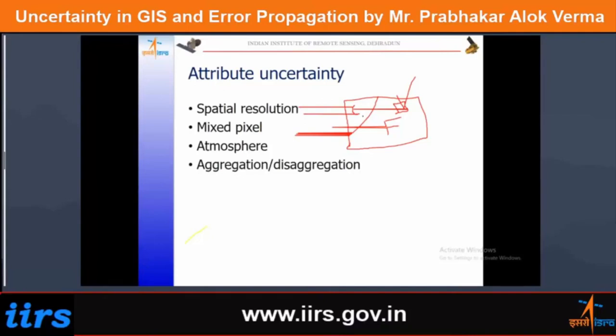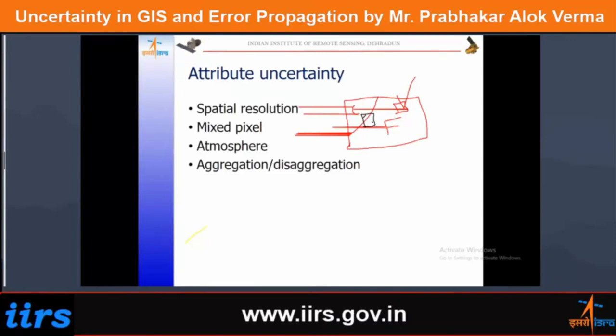But in case of a mixed pixel, assume a pixel is here, where part of the pixel lies in cropland and part of the pixel lies in forest. So from this pixel, a different kind of reflectance will be measured, which will not exactly match forest, and will not exactly match cropland. Because from this region, signatures from both were coming, and the aggregated value is stored in the CCD, in the sensor.